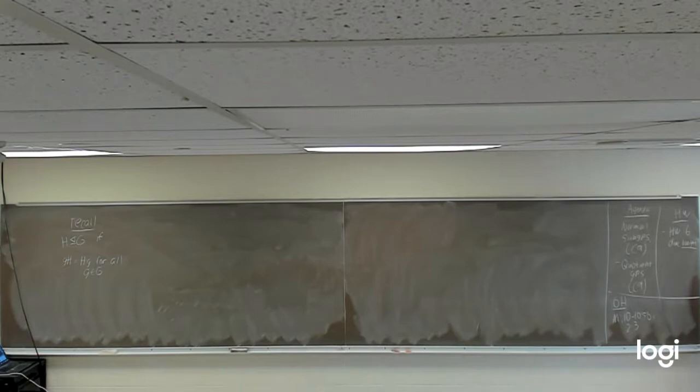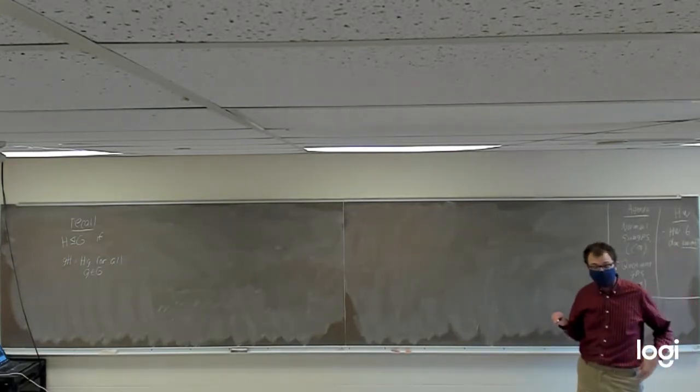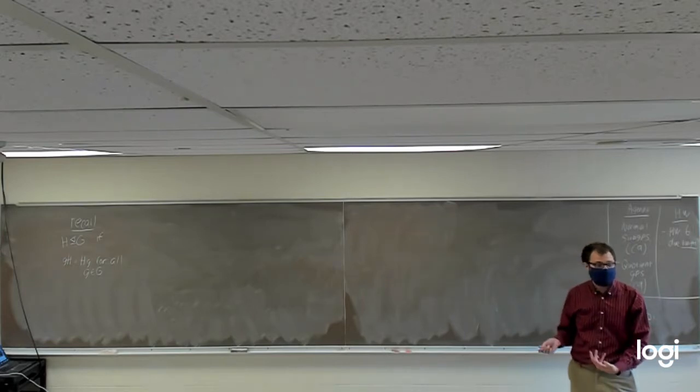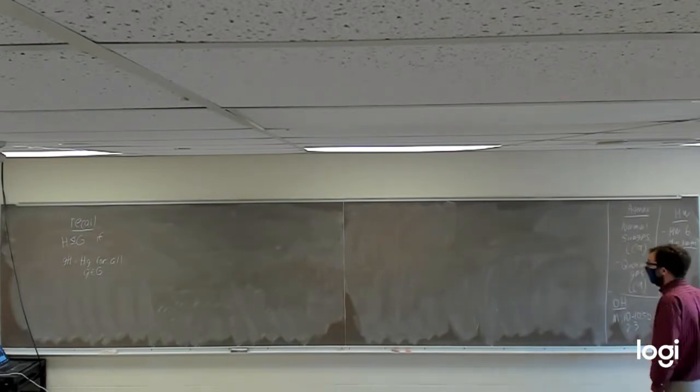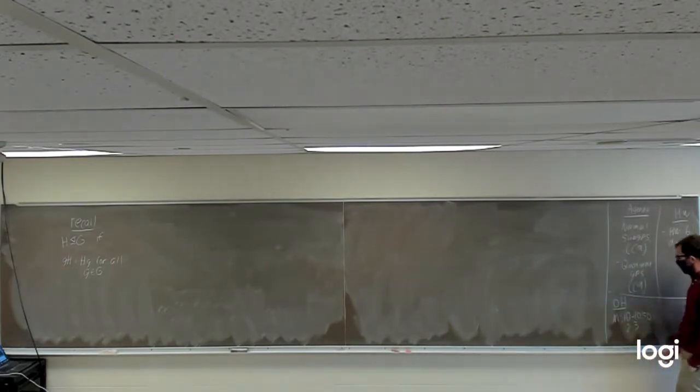Plan for today is we're going to talk a little bit more about normal subgroups, and then finally get into what it means to take a group G and divide it by a subgroup H. It's going to give us quotient groups.